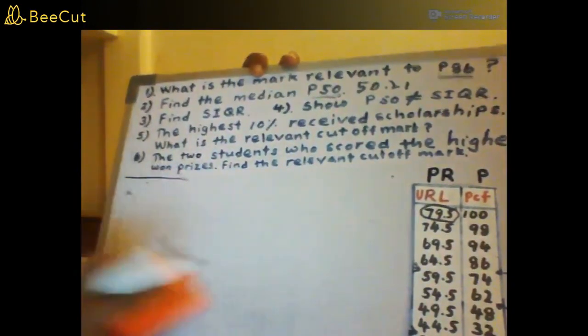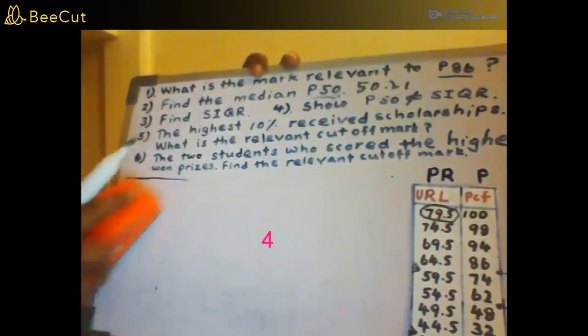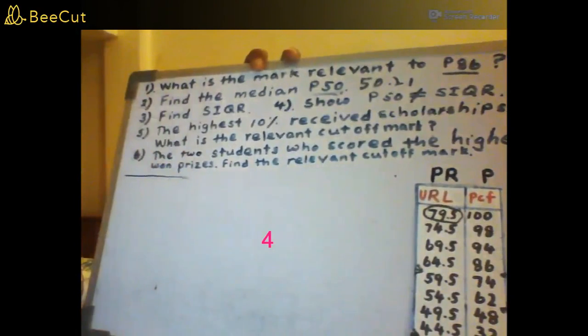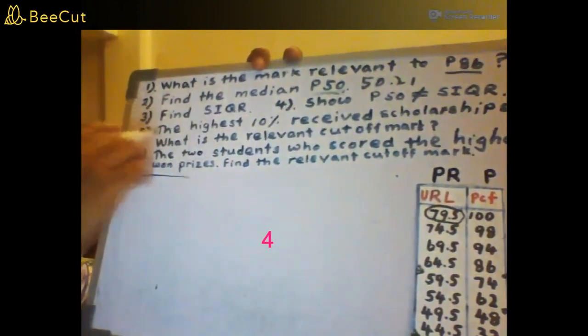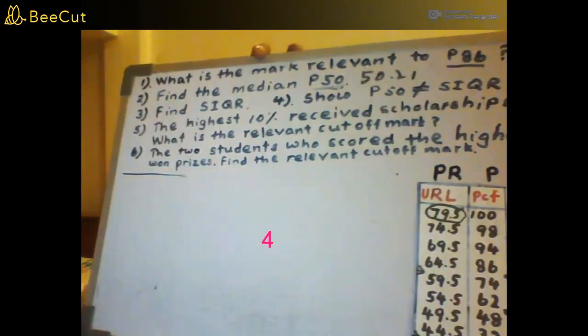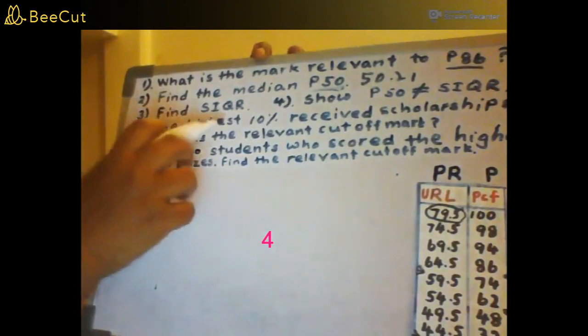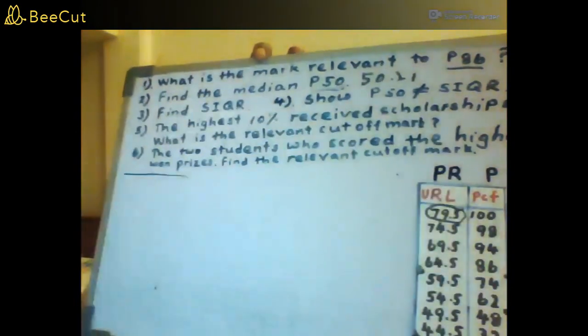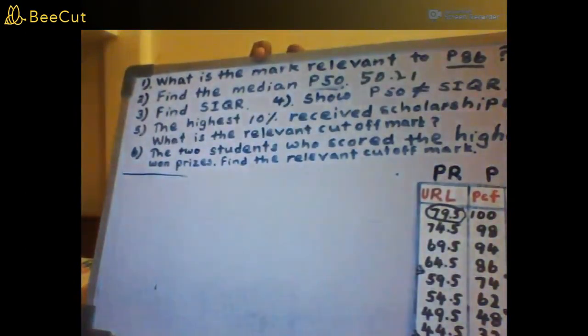Number 5. Don't worry about these things. They are very easy, right? Once I explain, right? Number 5. The highest 10% received scholarships. What is given there? Highest 10%. Right? 10%, P is given. What is the relevant cutoff mark? Highest 10%.